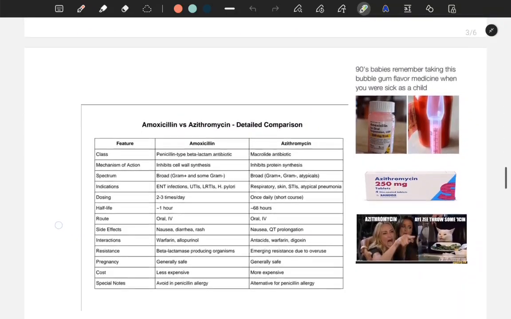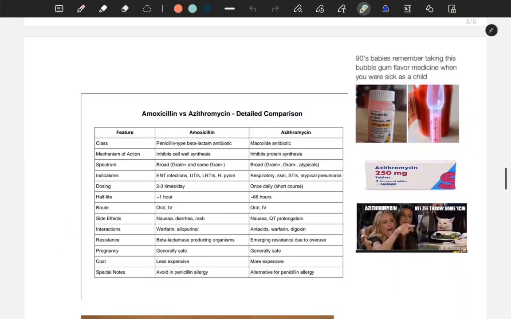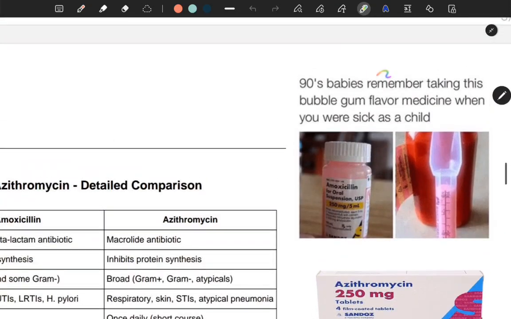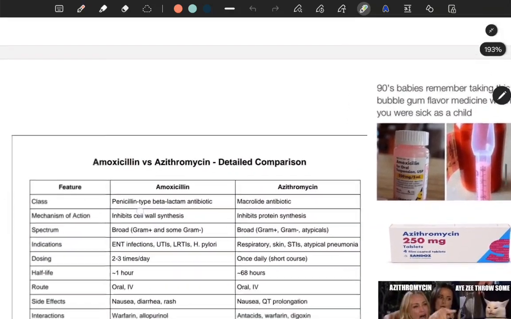So we have a detailed comparison table. Before going to the table, you might remember from your childhood, especially 90s babies, taking amoxicillin syrup, and it used to come in various flavors. One of them was strawberry flavored, bubblegum flavored, and so many other flavors of amoxicillin.